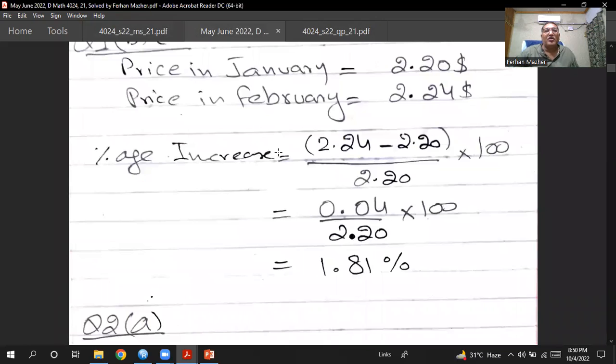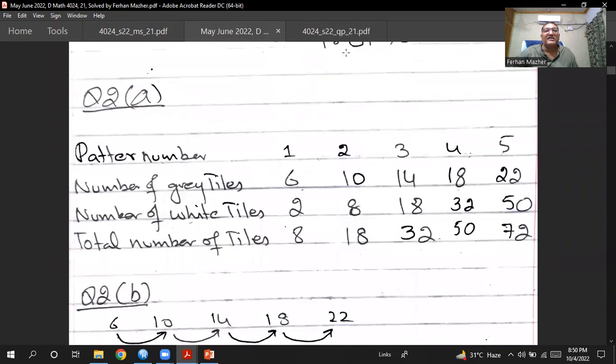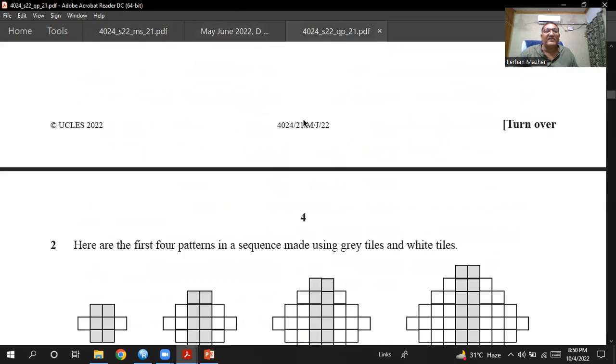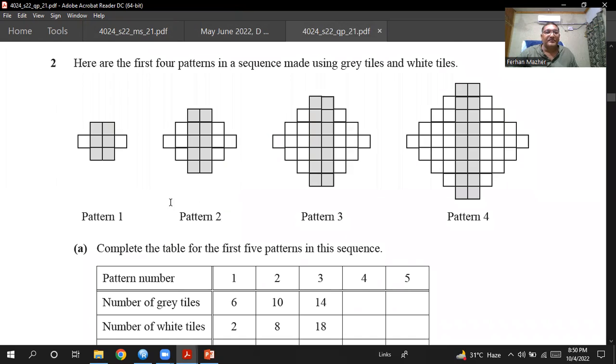Okay, so we are going to the next question. The next question coming up on your screen is question number 2. It says, here are the first 4 patterns in a sequence made using gray tiles and white tiles. Okay, so in pattern number 1, you can see we have 6 gray tiles and 2 white tiles. And in pattern number 2, you can see I have 10 gray tiles and there are 8 white tiles.